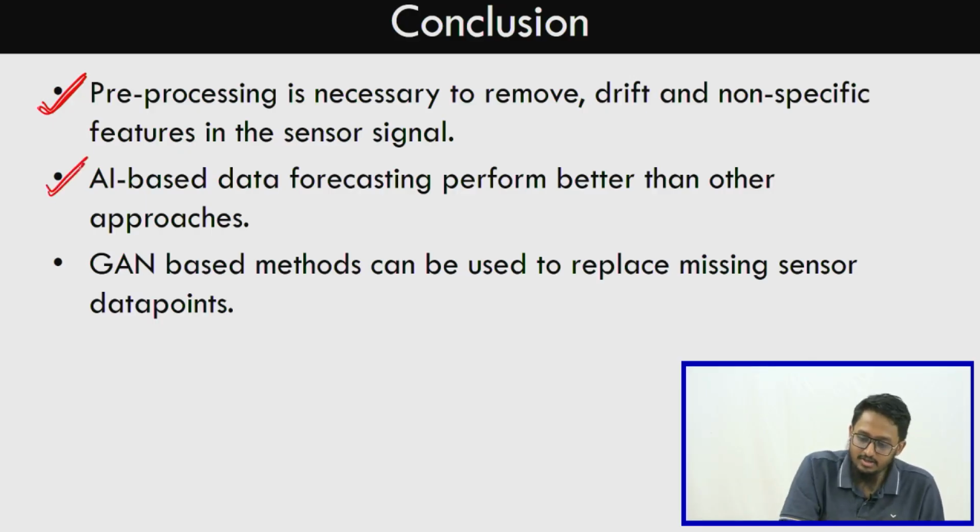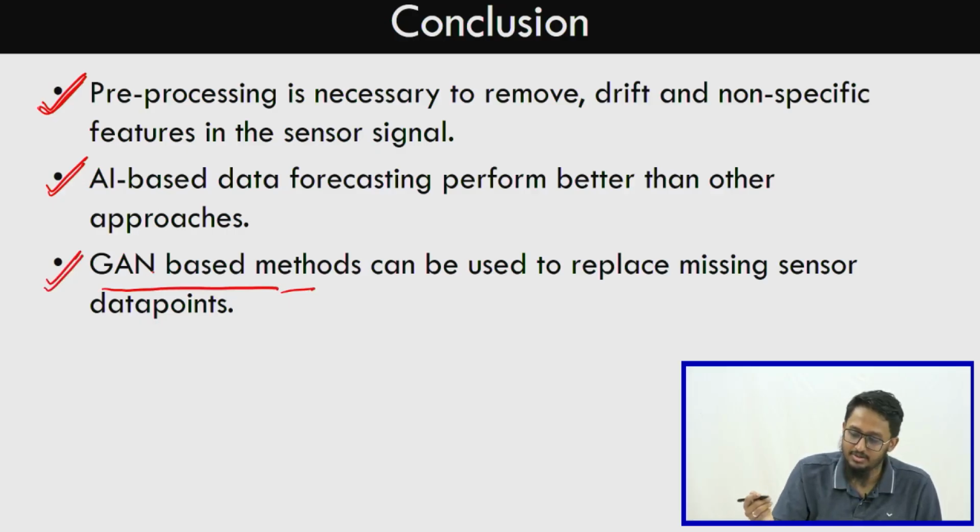Then we also looked at AI based data forecasting. They perform better compared to other approaches. There are other approaches with which you can estimate the data, you can also use mathematical models, but the AI based approach seems to work better. We have also learned that GAN based methods, so generative adversarial network based methods, can be used to replace missing sensor data points as well.